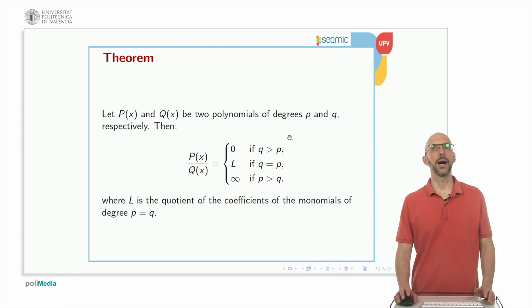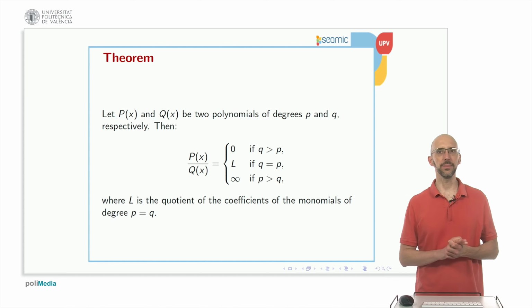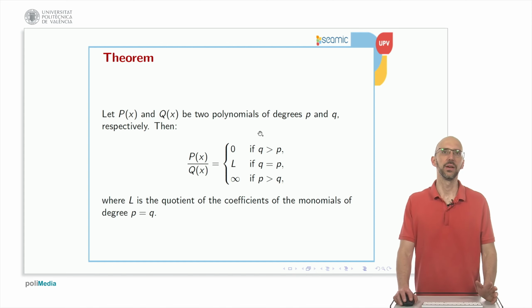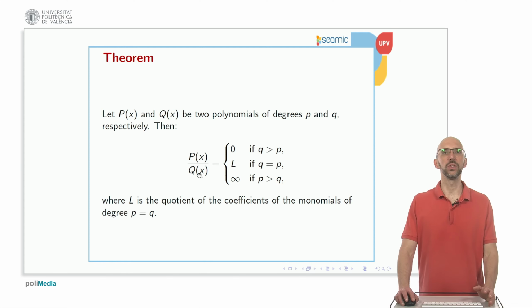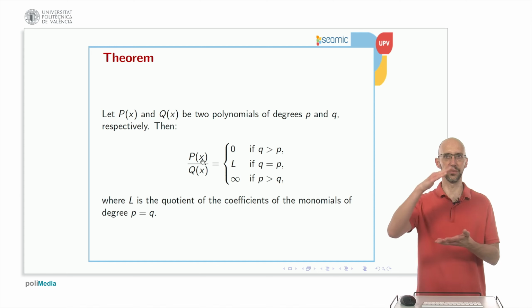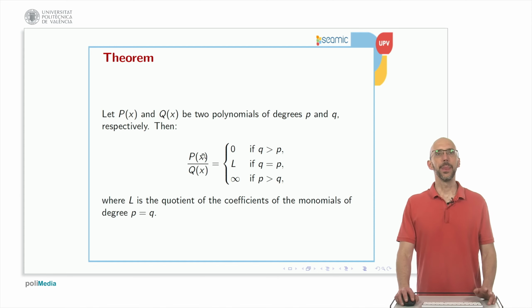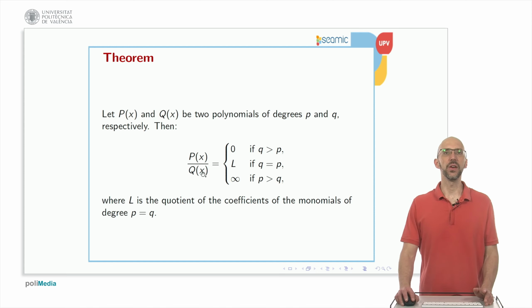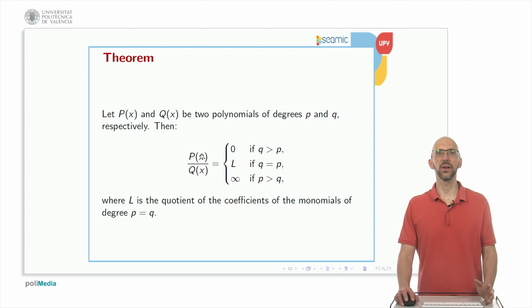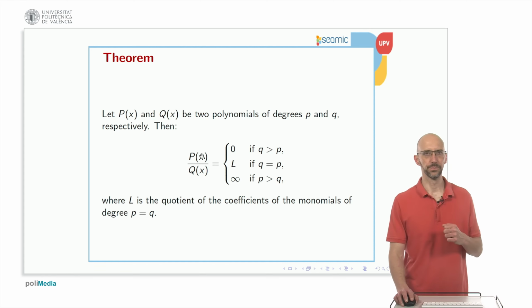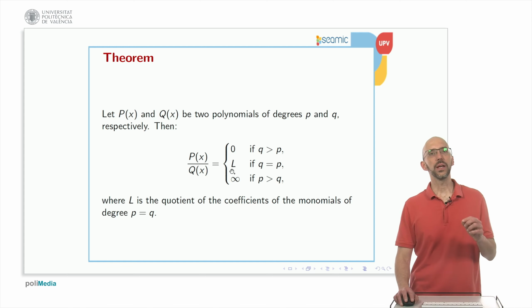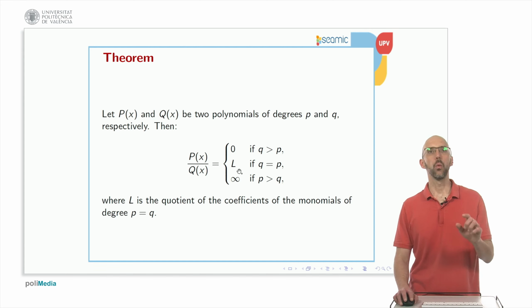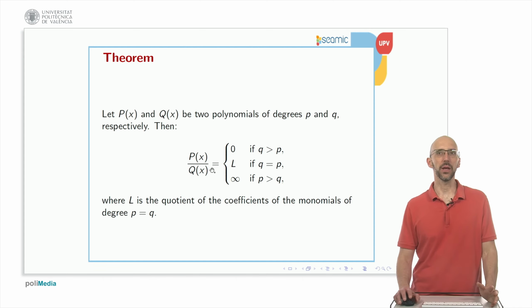Okay, let's continue. Can we simplify this process for the next time? We have a rule, the rule of the degrees, or the degree rule. When you have a quotient of two polynomials, then the limit when x tends to infinity is going to be 0 if the degree of the denominator is greater than the degree of the numerator. Then it will be L, a number, when the degrees of the numerator and denominator are equal. And it will be infinity if the degree of the numerator is greater than the degree of the denominator.